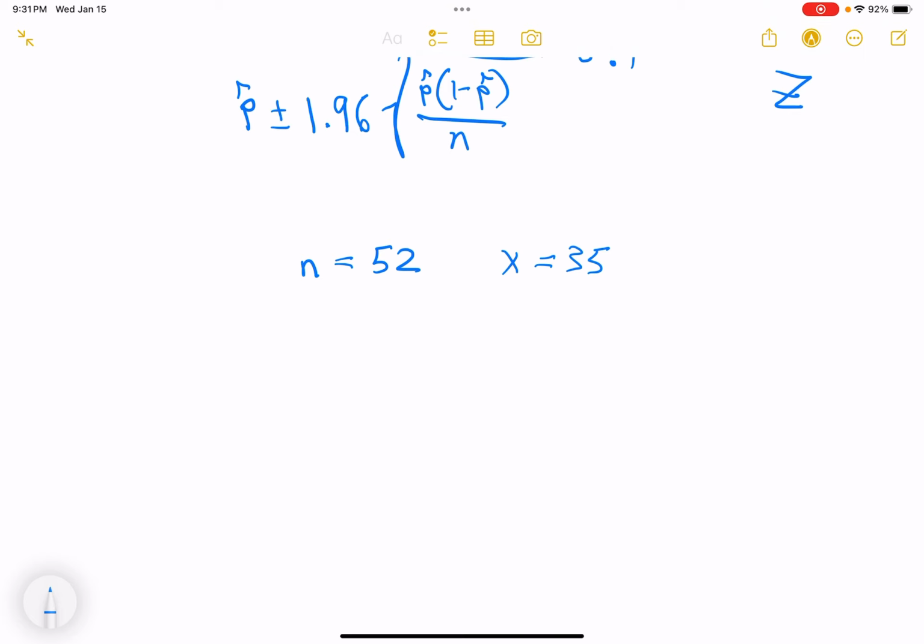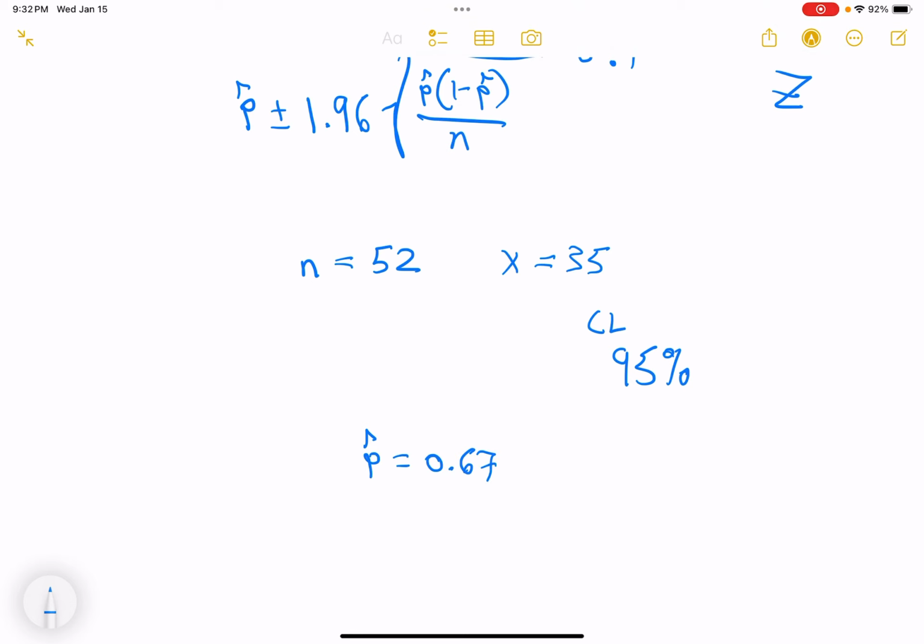Well, what I would do is I would then begin to solve, and I would say, what about for a 95% confidence interval? Okay, that's my confidence level for my interval. Find me a confidence interval. Well, what I would do is fairly simple. I would find p hat. How do I find p hat? I would do 35 divided by 52. And that would yield me a p hat of about 0.67.